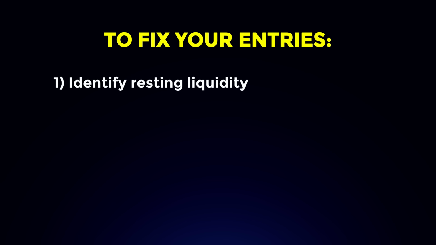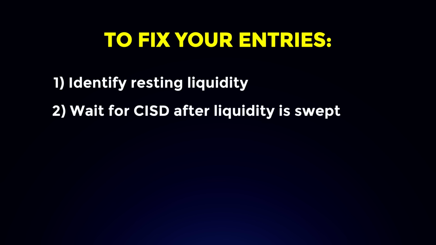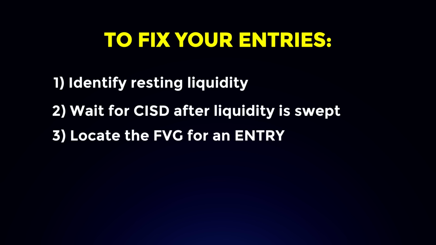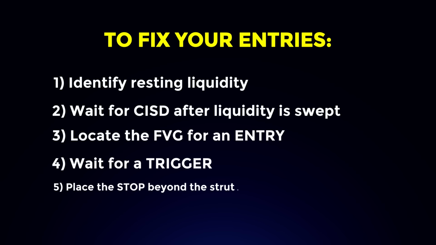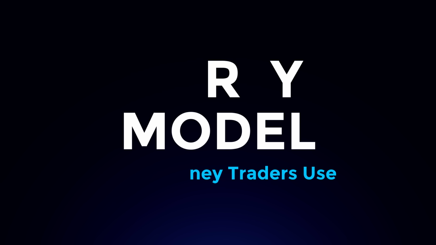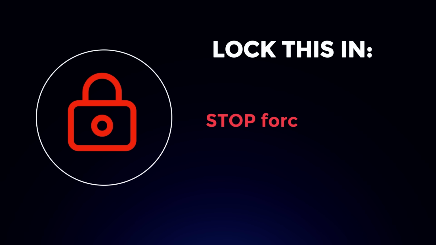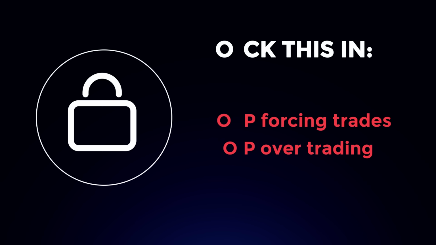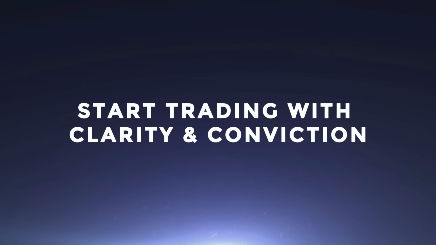To fix your entries, start with identifying where liquidity lies. Wait for a CISD after the liquidity is swept. Locate the fair value gap that price might return back to. Wait for a trigger like a rejection wick or breaker block to enter. Place your stop beyond the structure that invalidates your bias. That's the entry model smart money traders rely on daily. And once you lock this in, you'll stop forcing trades, stop overtrading, and start trading with clarity and conviction.